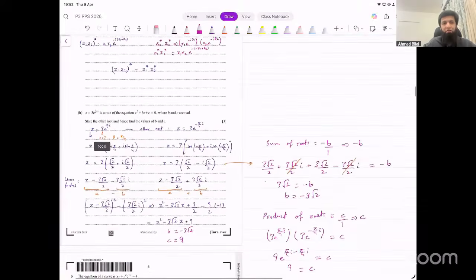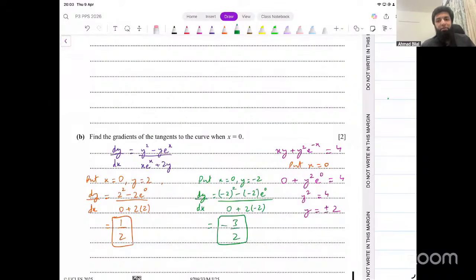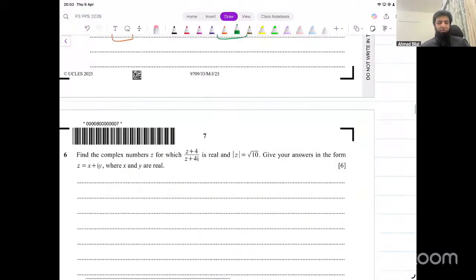Okay, that's an alternative method. If you know how to do that, you could do it like this as well. Yes, let's move on. That was part B.